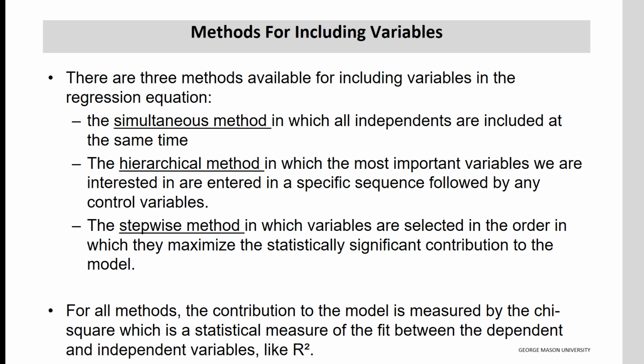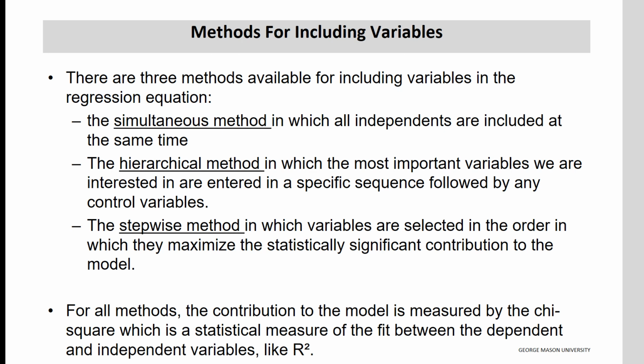There are three methods available for including variables in the regression equation or in a regression model. The simultaneous method, in which all independent variables are included at the same time. The hierarchical method, in which the most important variables we are interested in are entered in a specific sequence, followed by any control variables. And the stepwise method, in which variables are selected in the order in which they maximize the statistically significant contribution to the model.